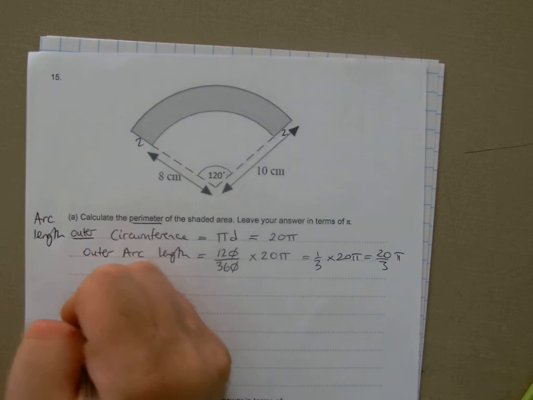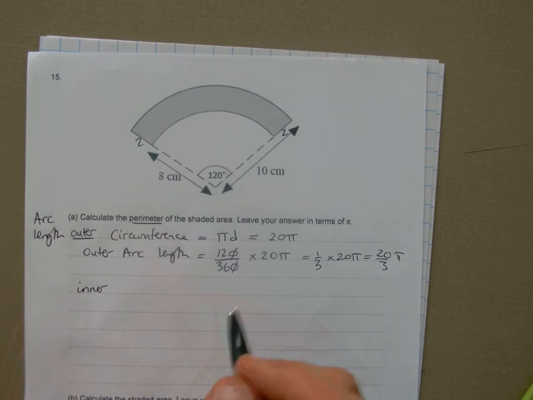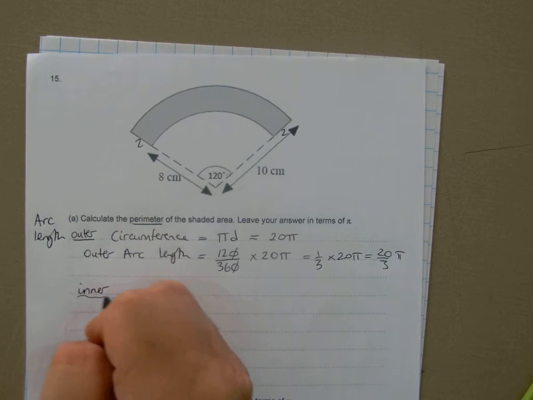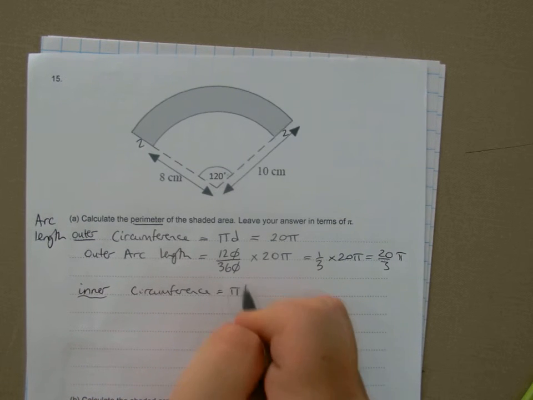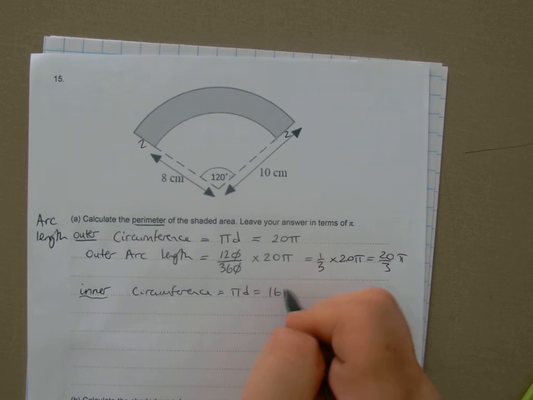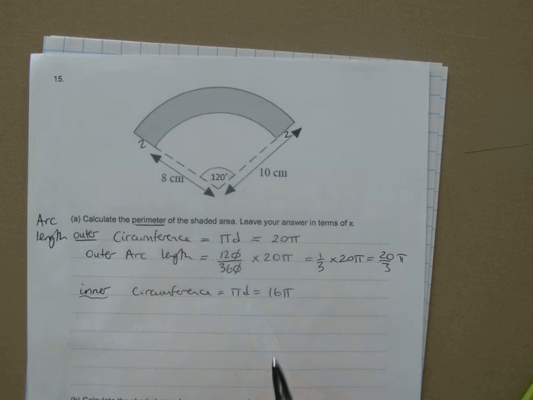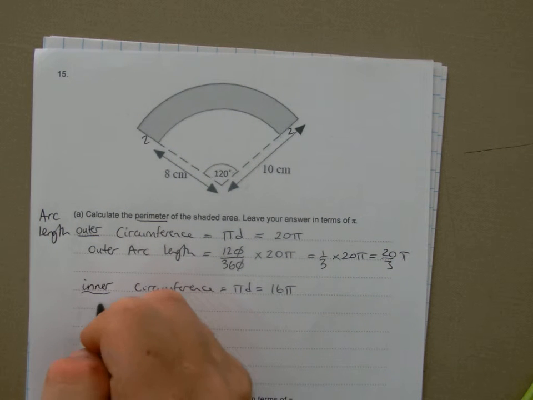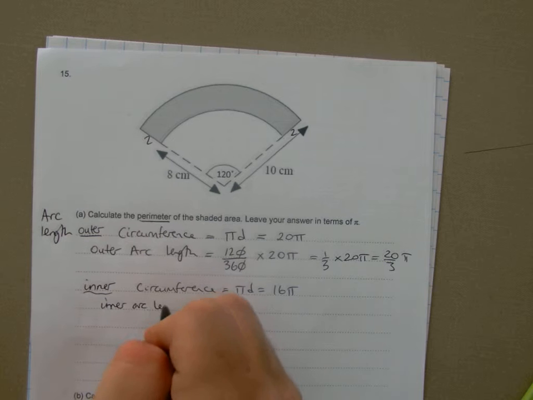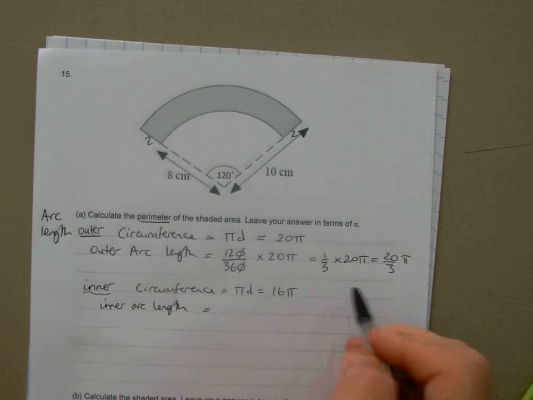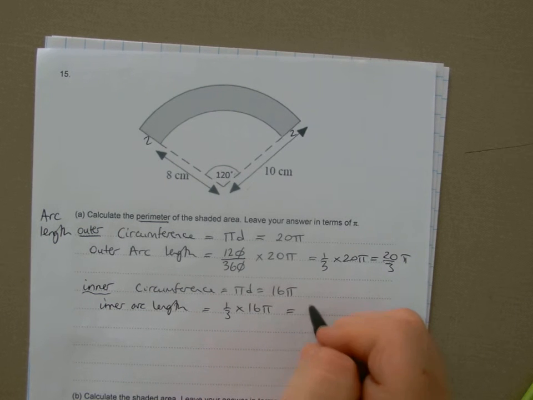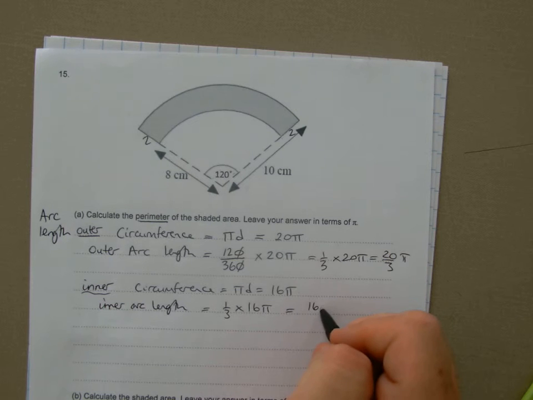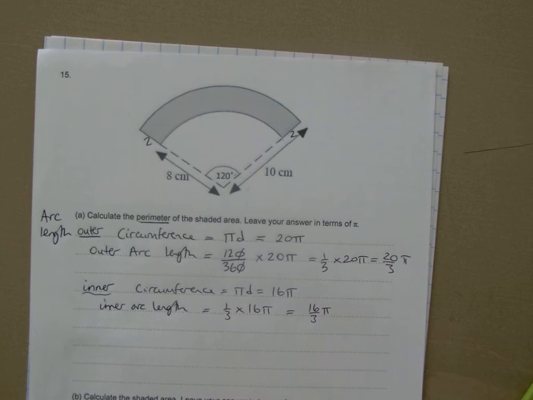If we do the inner, same sort of thing. We have the circumference equals pi d, so in that case it's going to be 16 pi, because the radius of the inner is 8, so double it to get 16, so 16 pi. So the inner arc length will be the fraction, which we've worked out to be a third, times 16 pi. That'll be 16 thirds pi. So we've got our inner arc.